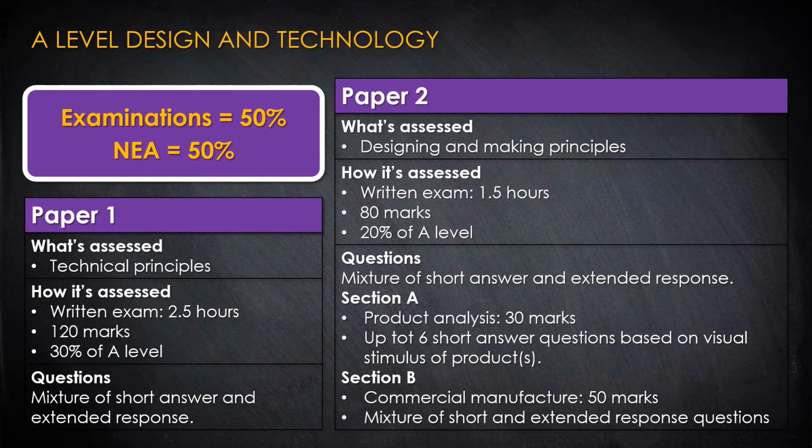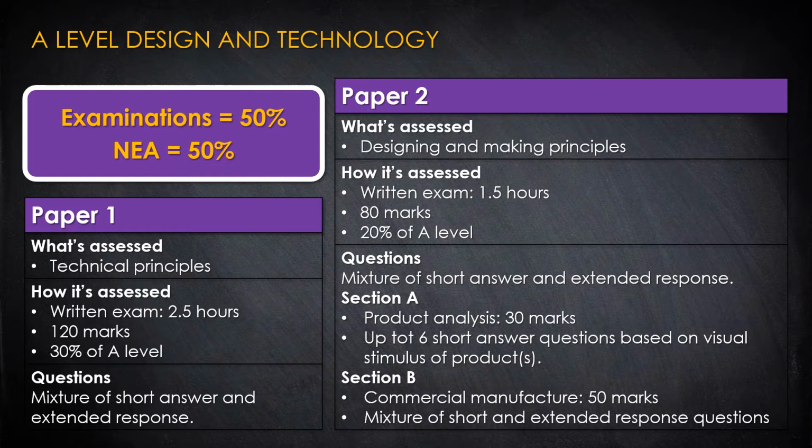With regards to assessment, it's split 50-50, so exams equal 50% and the NEA, the non-exam assessment or your coursework, is also 50%. In terms of exams, you'll sit two papers, paper 1 and paper 2. For paper 1, we assess technical principles. It's a 2.5-hour paper out of 120 marks. It's 30% of the A-level.